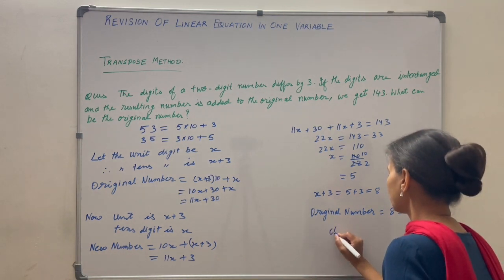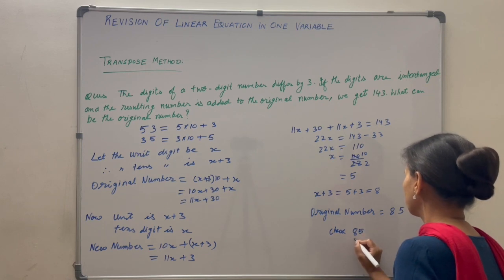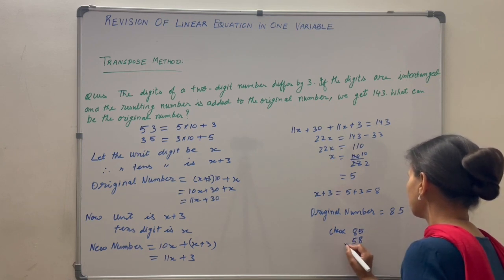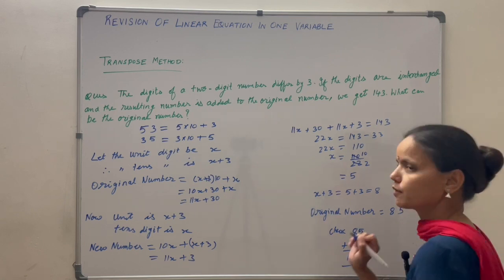So you can check your answer. How are you going to check it? 85, when you interchange, you get 58. When you add, you get the answer as 143.